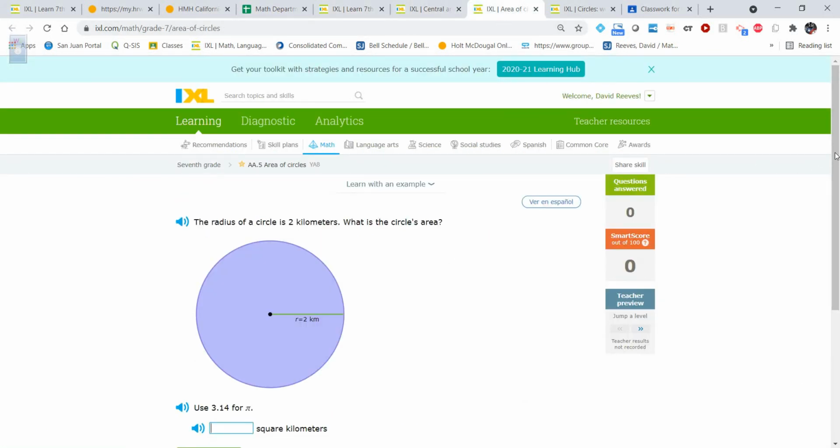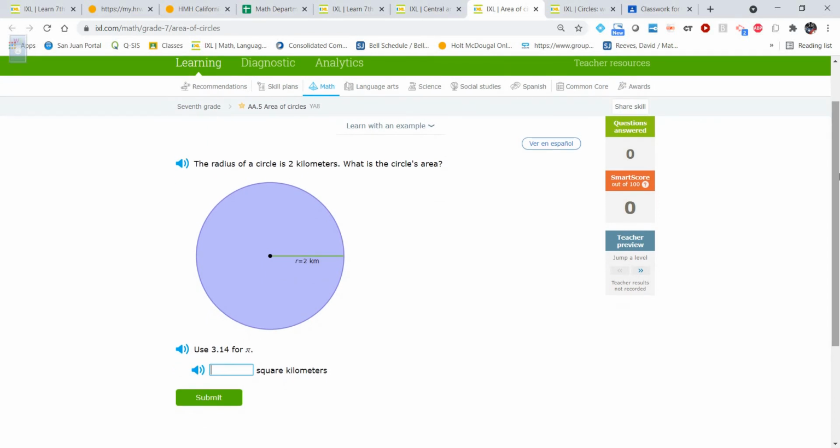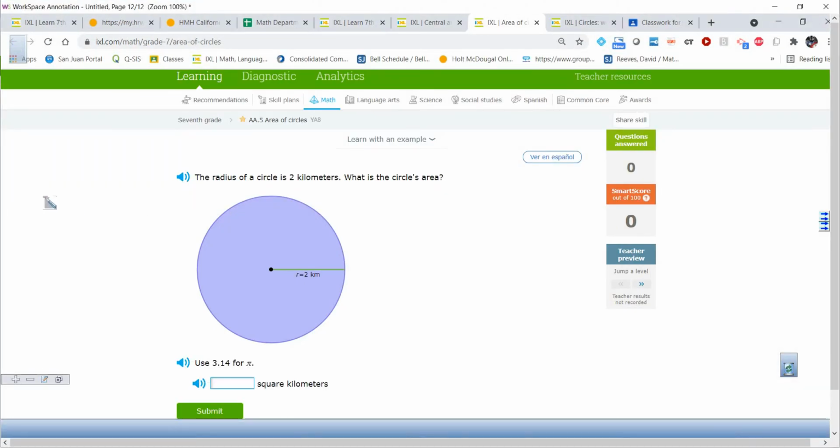All right, the area of a circle. Again, hopefully you got a chance to watch my other video where I talked about finding the area of a circle: it's pi times the radius squared, or if they give you the diameter, it's going to be pi times the diameter divided by 2 squared. But again, my recommendation to you is just always find the radius. If they don't give you the radius, find the radius and then use this formula here. And they are asking us to use 3.14 for pi.